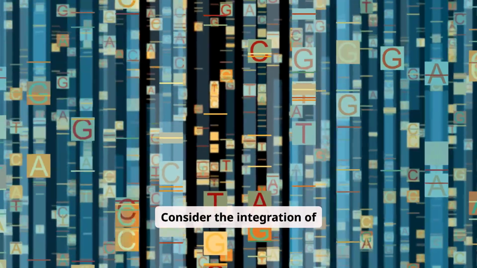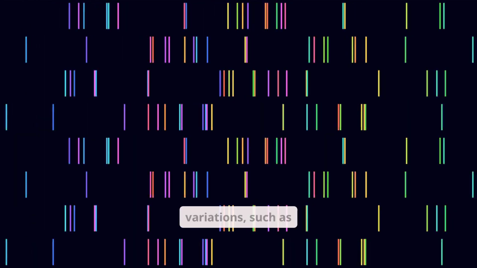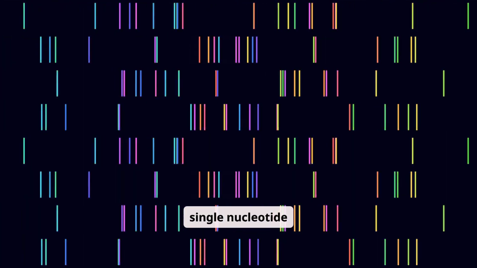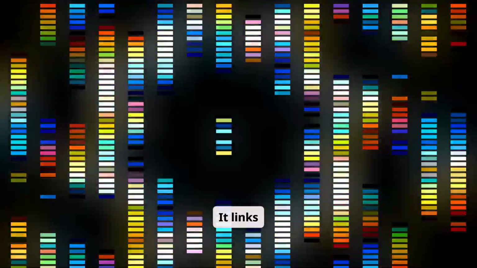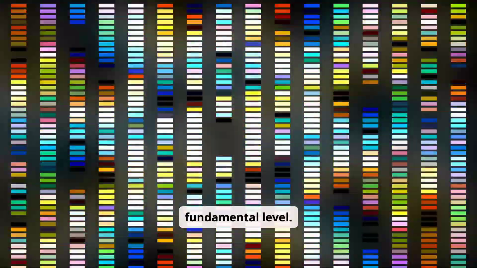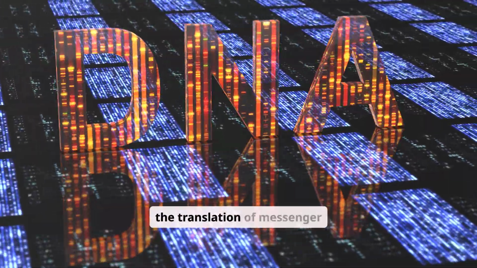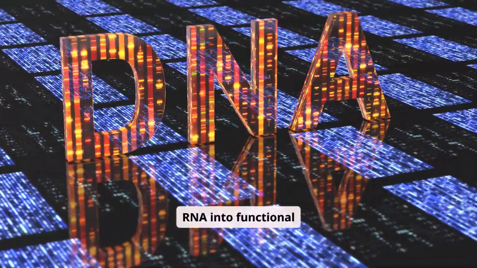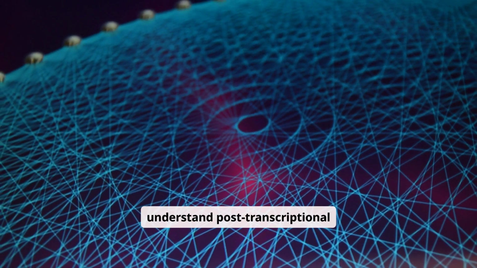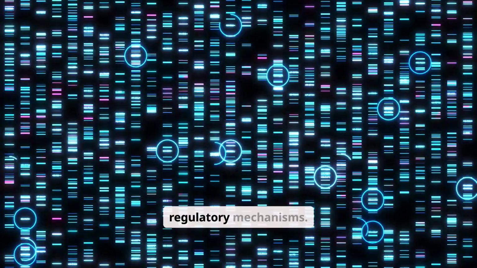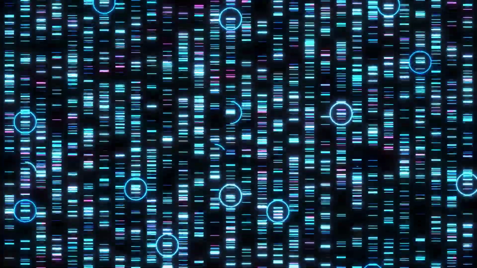Consider the integration of genomics and transcriptomics. This combination reveals how genetic variations, such as single nucleotide polymorphisms, influence gene expression levels. It links genotype to phenotype at a fundamental level. Transcriptomics combined with proteomics illuminates the translation of messenger RNA into functional proteins. This integration helps to understand post-transcriptional and post-translational regulatory mechanisms. It clarifies the flow of genetic information.